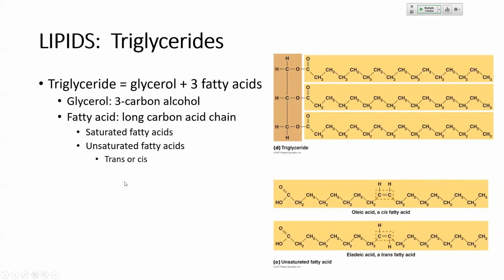Now we can see these very minute differences in structure can dictate to us the difference between a good fat and a bad fat, right? Trans fats are much more unhealthy for our body and our vasculature than our cis fats. Likewise, saturated fats are much more unhealthy than unsaturated.